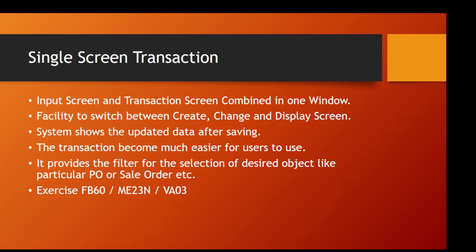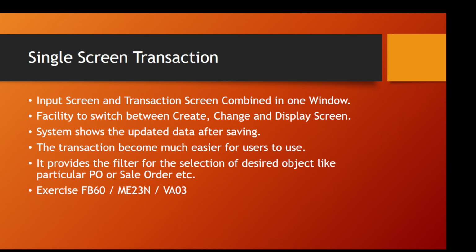This screen also provides the respective filter for facilitating the user, because the user always wants to edit, change or delete a particular record. So for this, the single screen transaction model provides a filter for the user. Now, for example, a particular PO or a particular sales order for a salesman who wants to edit it.